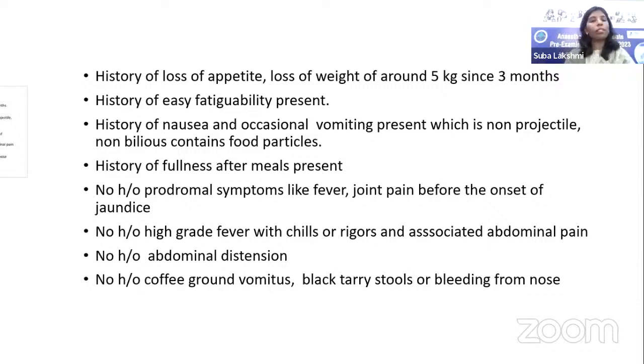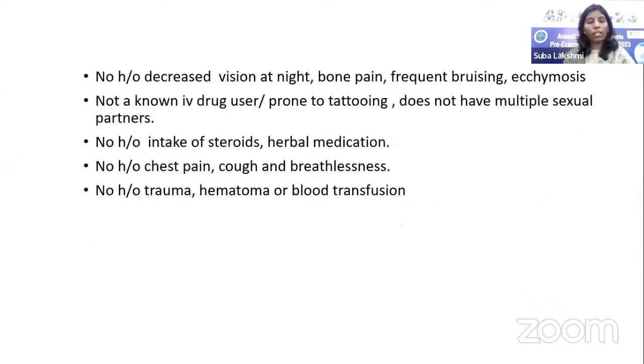Yes, ma'am. We can divide it into prehepatic, hepatic, and post-hepatic. Prehepatic jaundice, the most common cause is hemolysis. That I have ruled out in my history because there is no history of any trauma, hematoma, or blood transfusion, which are the most common causes, ma'am. Why is prehepatic jaundice occurring? Because of hemolysis, excess bilirubin is produced due to excess heme degradation, and that will exceed the capacity of the liver to conjugate, ma'am.